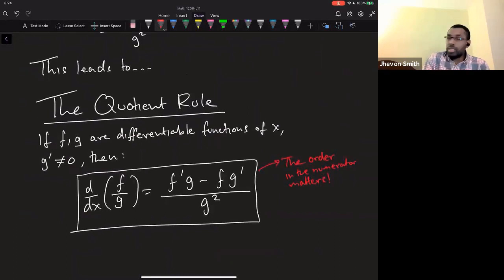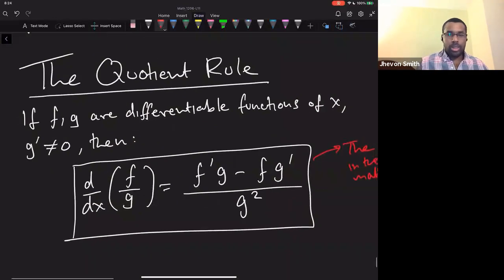And there are all sorts of mnemonics for remembering this. I never really found any of them to be useful. Things like low d high minus high d low over low squared or something like that. The high function is on the top, low function is on the bottom. It's weird, but I literally remember this by talking out the formula. It's the derivative of the top times the bottom minus the top times derivative of the bottom over the bottom squared. I literally say that out. I don't know why I decided to do that, but I've been doing that ever since I was a kid, and I'm not going to turn back now. No regrets. All right.